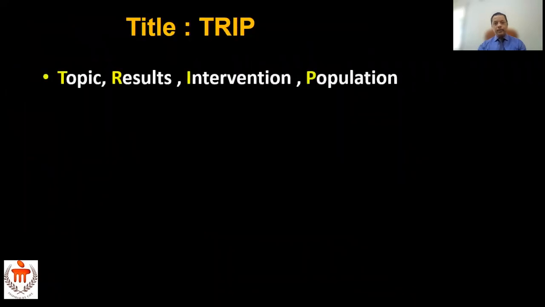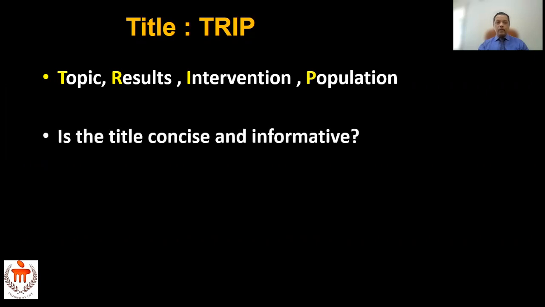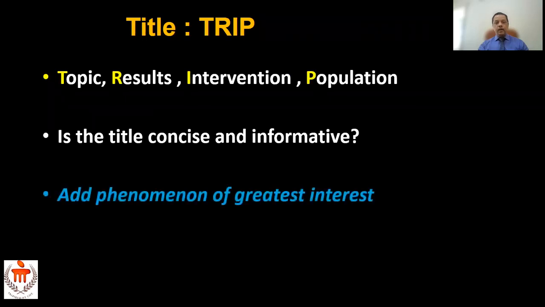The acronym of TRIP would be helpful to formulate your title in terms of the topic, the result, intervention, and the population which needs to be mentioned. And how concise and informative the title is very, very important. You need to add the phenomena of greatest interest for the reader. So whether it's the result, which is something new, or the intervention, which is something different.